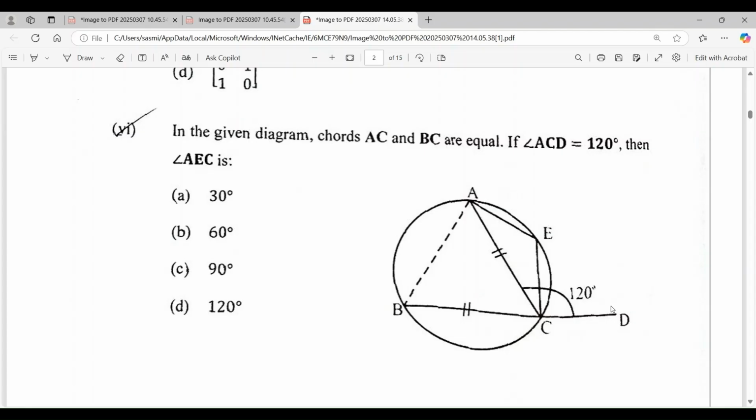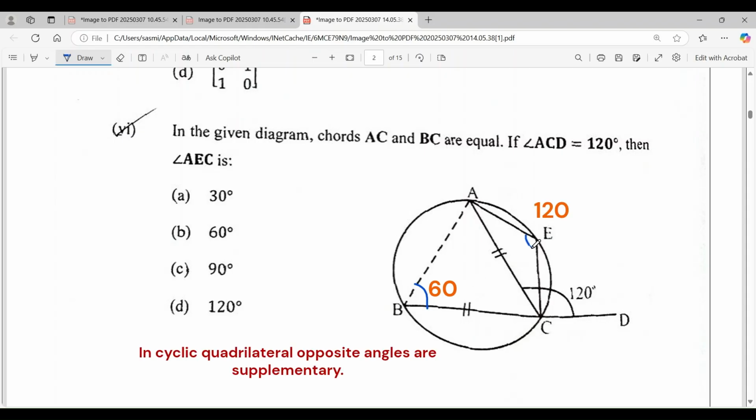And given ACD is 120 degrees. This is an exterior angle. Exterior angle equals the sum of the two opposite interior angles. That means 120 degrees equals angle B plus angle A, and angle B and angle A are equal. So angle B is 60 degrees and angle A is 60 degrees. ABCE is a cyclic quadrilateral. In a cyclic quadrilateral, opposite angles are supplementary. That means this angle E is 180 minus 60, that is 120. So the answer is D.